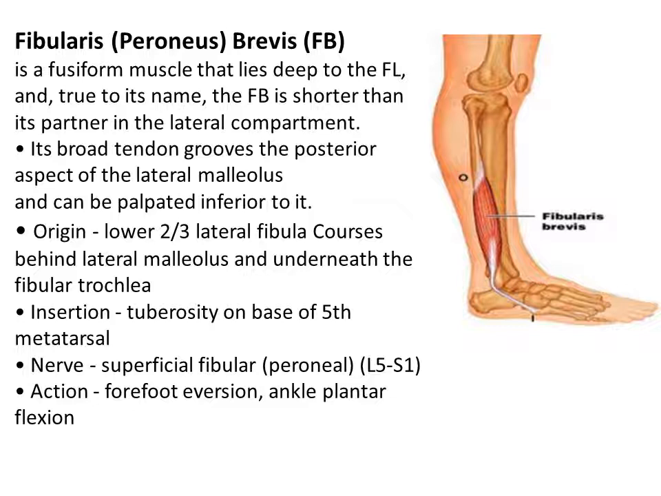Fibularis brevis. It is a fusiform muscle that lies deep to the fibularis longus. And true to its name, the fibularis brevis is shorter than its partner in the lateral compartment. Its broad tendon grooves the posterior aspect of the lateral malleolus and can be palpated inferior to it.